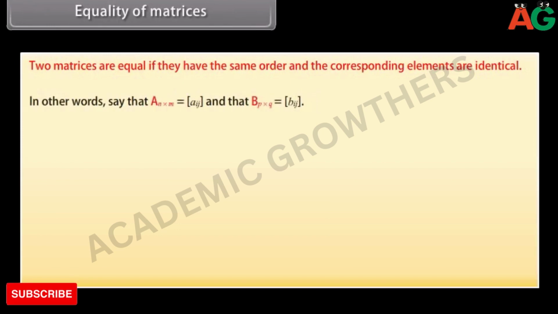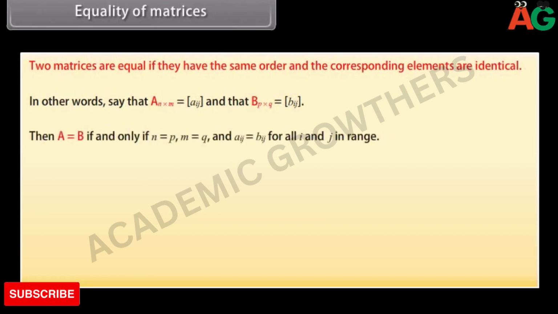Equality of matrices. Two matrices are equal if they have the same order and the corresponding elements are identical. In other words, say that A n by m is equal to A ij and that B p by q is equal to B ij, then A is equal to B if and only if n is equal to p, m is equal to q and A i,j is equal to B i,j for all i and j in range.